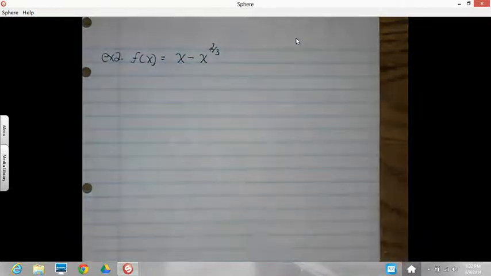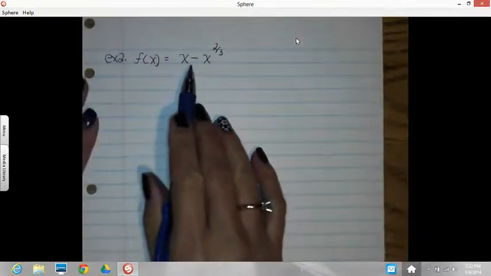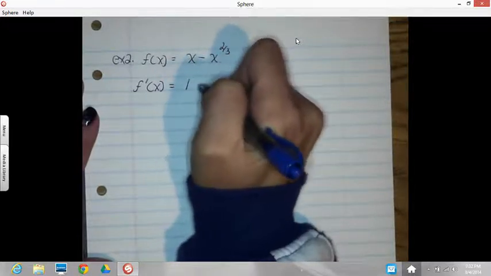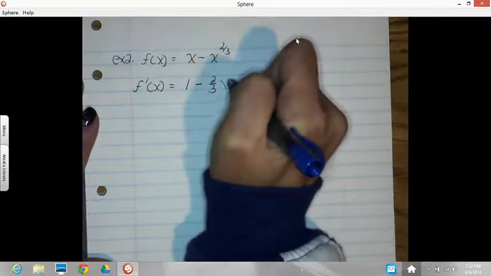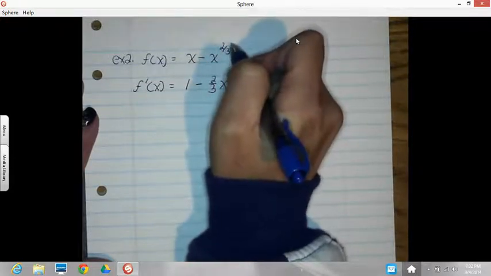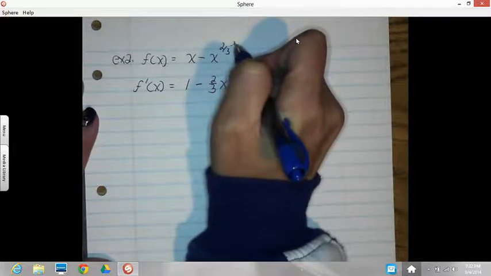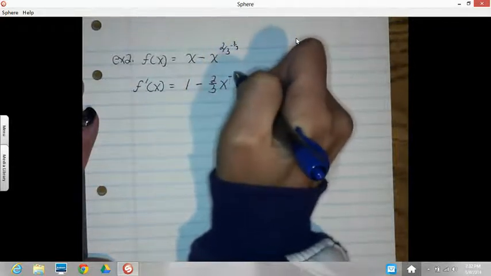Number 2. Let's see, we've got f of x equals x minus x to the 2/3. Okay, we want to find the critical points on f of x first, so we need the first derivative. So f prime of x, derivative of x is 1, minus, this becomes 2/3, x, subtract 1 from that, so subtracting 3/3, if you need that, you get x to the negative 1/3.